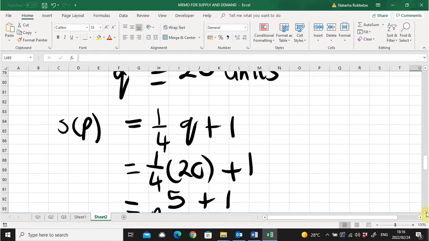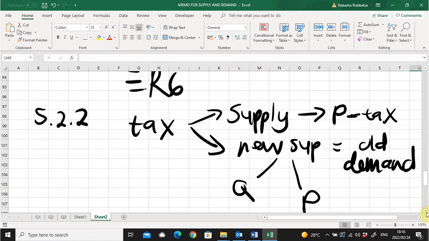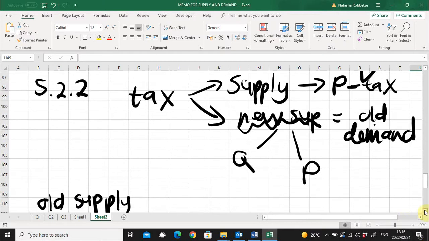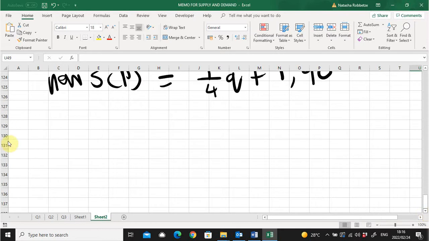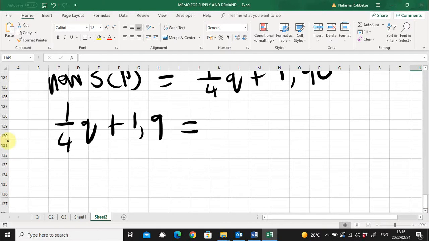Did we apply P minus the tax? Yes, we did. Now we need to take our new supply that we've just calculated here, and we need to set it equal to our old demand. All right, so let's do that. So our new supply is 1 over 4Q plus 1.9, and it needs to be set equal to the old demand, and the old demand was minus 1 over 5Q plus 10.